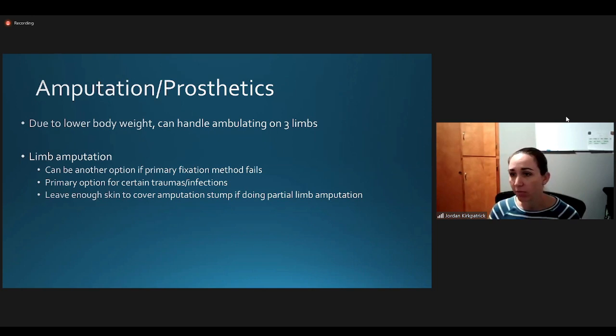The big thing, if they want to try to do a prosthetic, is when you amputate, you want to leave enough skin to fold over the stump of the bone so that there's skin covering for where the prosthetic will go.